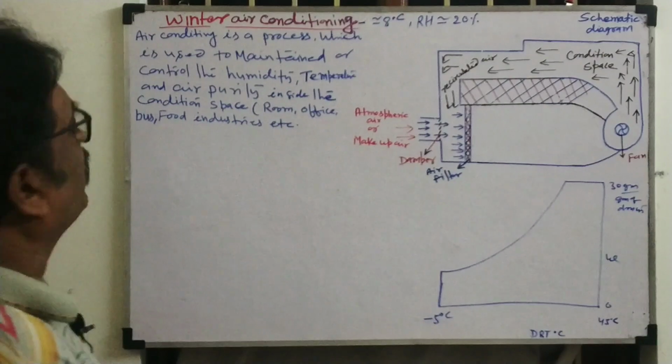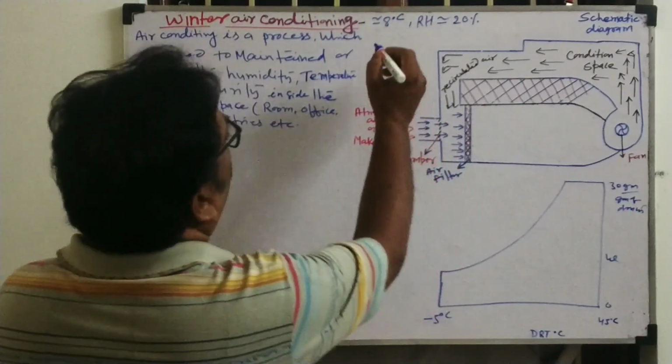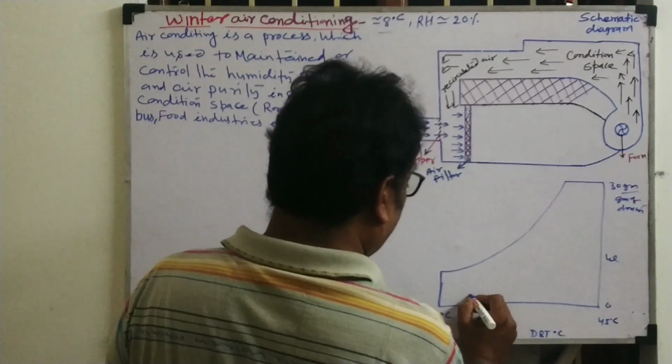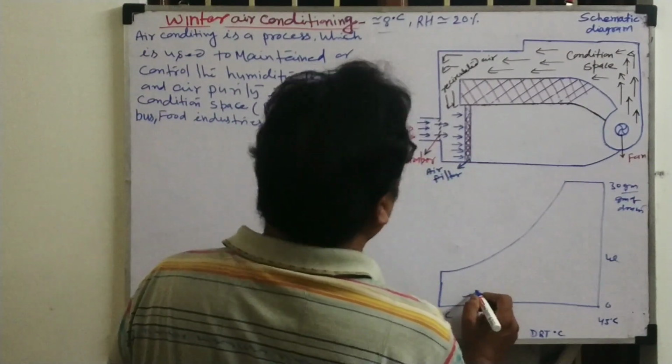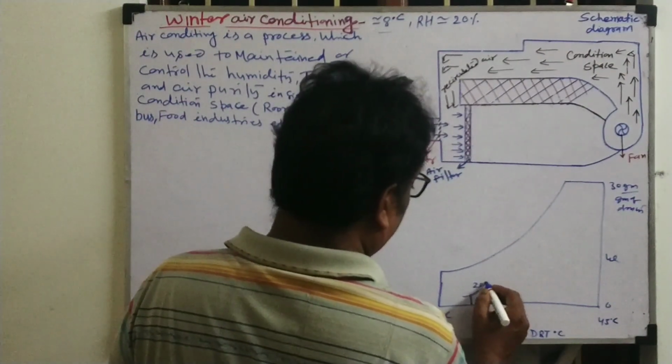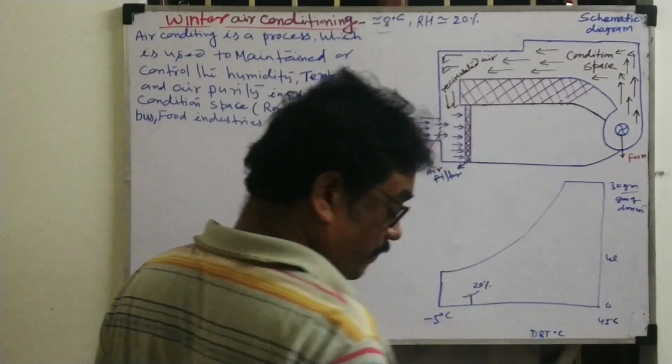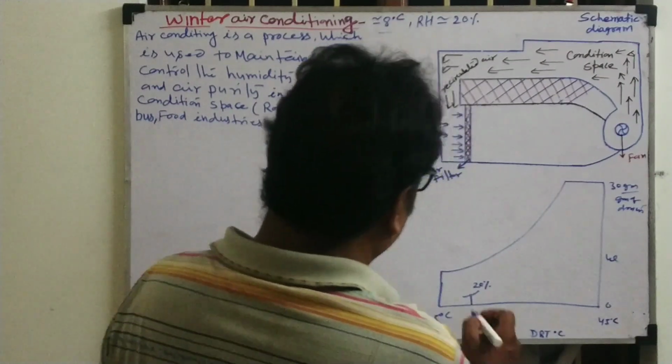So where is the first condition? I already told you the dry bulb temperature is 8 degrees, so somewhere 8 degrees we will take here, and humidity 20%. We have taken humidity as 20%. This is the first condition.